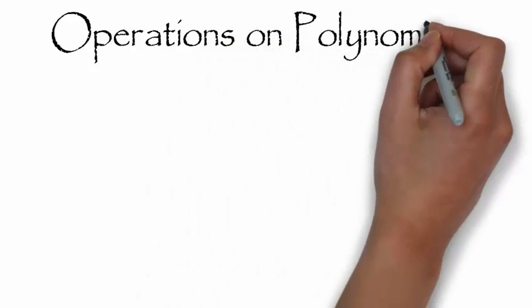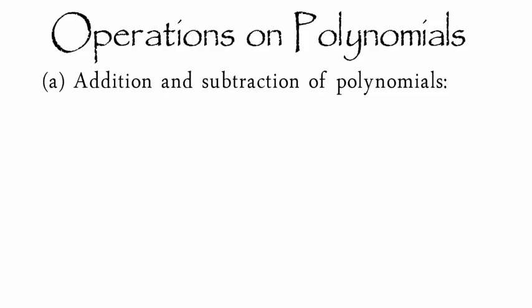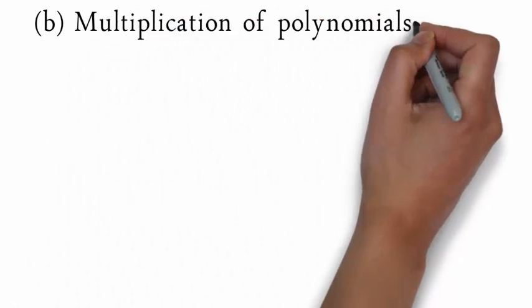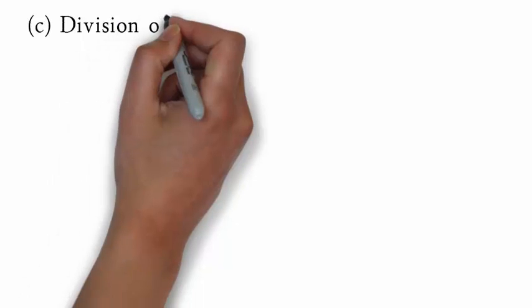Operations on polynomials. A. Addition and subtraction of polynomials. The method of addition and subtraction of polynomials is similar to the addition and subtraction of algebraic expressions. B. Multiplication of polynomials. Product of two polynomials is obtained just as the product of two algebraic expressions. C. Division of polynomials.